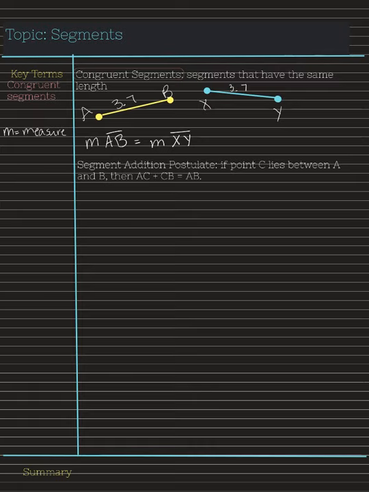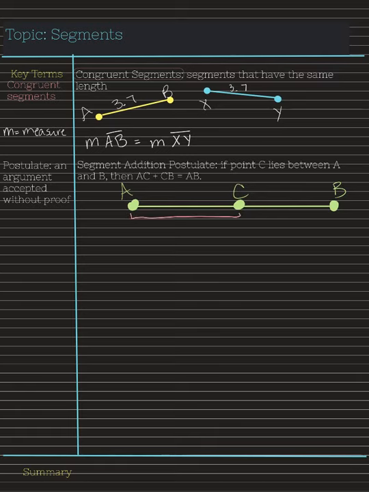A postulate is an argument that does not need proof. So I put that there on the side. A postulate is an argument that's accepted without proof. And one argument we accept without a formal proof is that if we have a segment AB, and there's a point C that lies between those, then we can take the two sections. So I can take the section AC, and I can add it to CB, and that gives me the total segment.